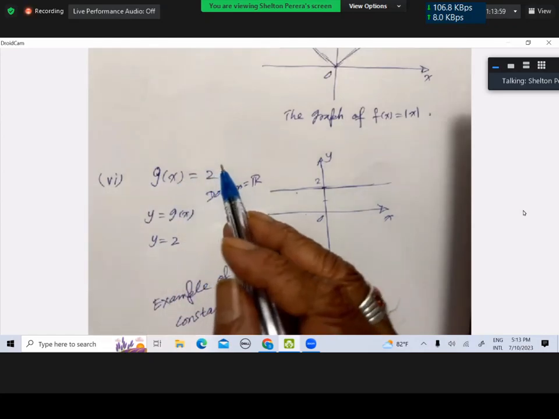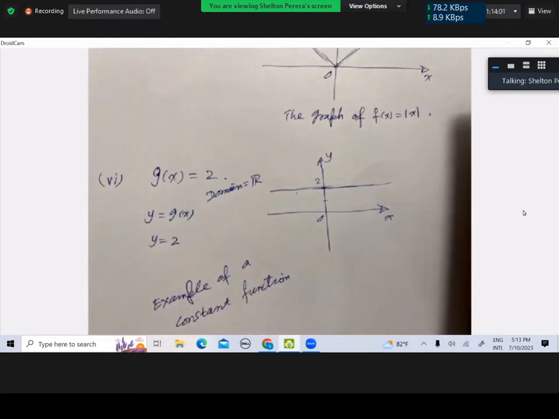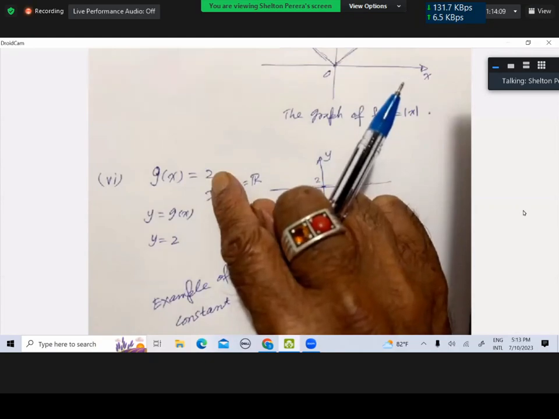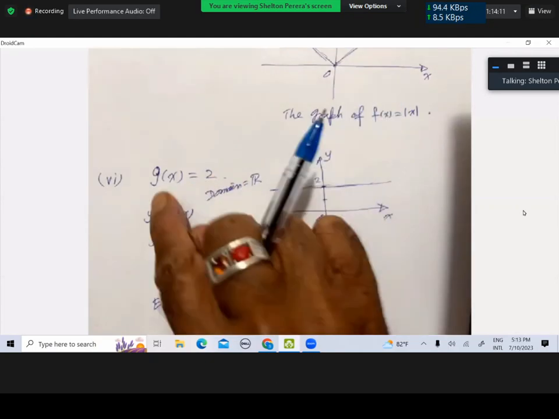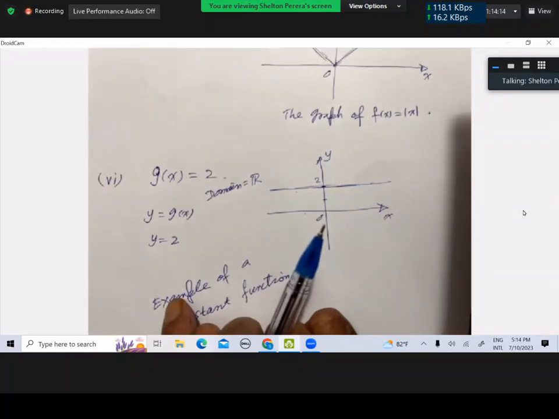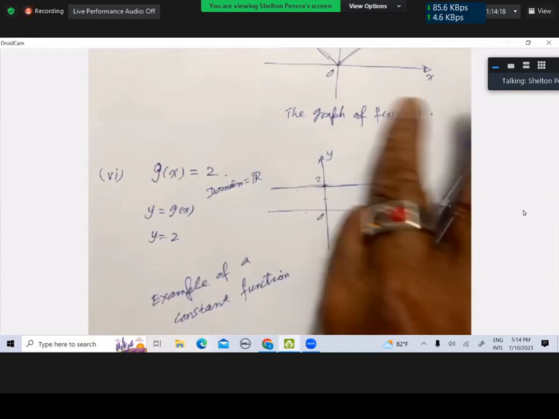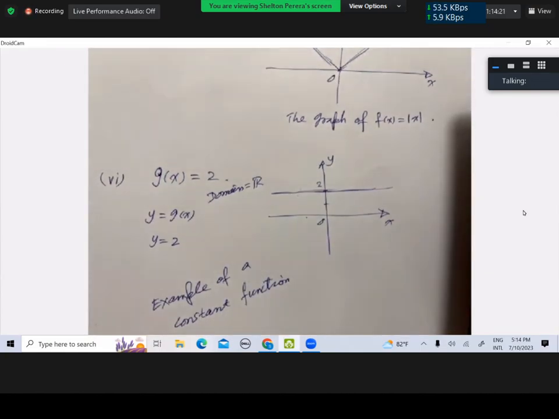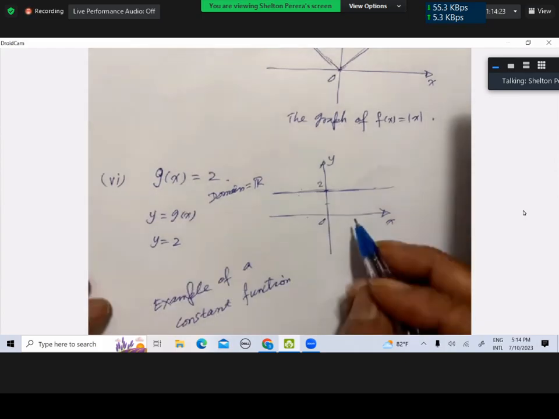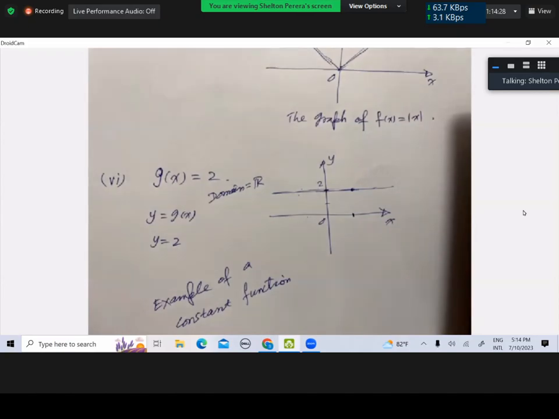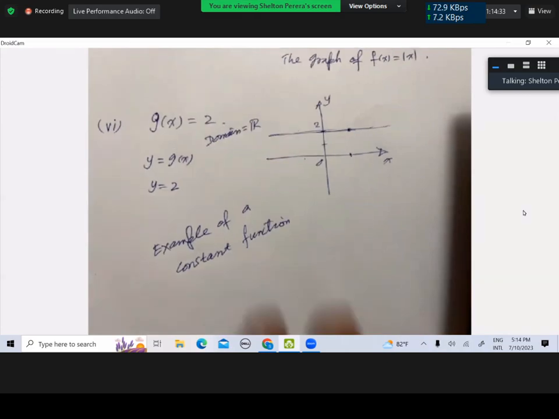Another constant function is g of x equals 7. G of x equals square root 2. G of x equals negative half. If you just put g of x equals 2, domain is all real numbers. This is what happens geometrically. For every input, output remains at 2. For any input, output remains at 2. Constant function also, in this case.